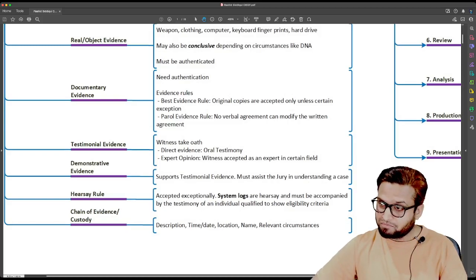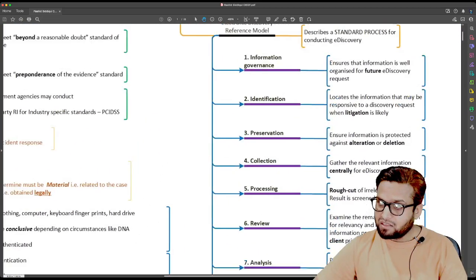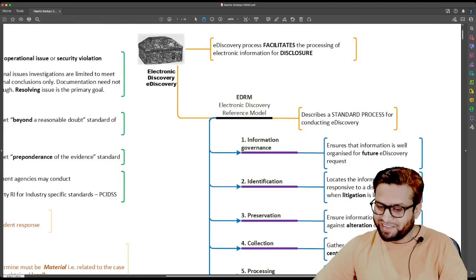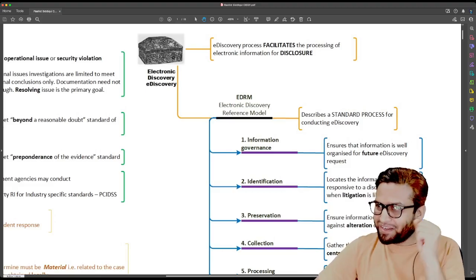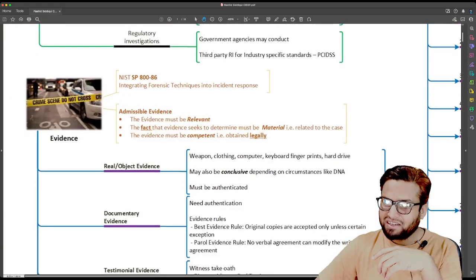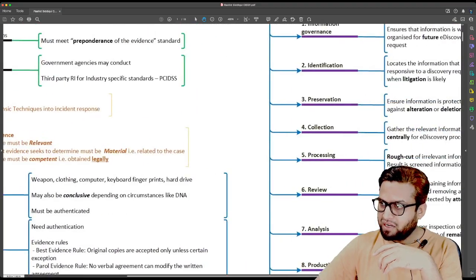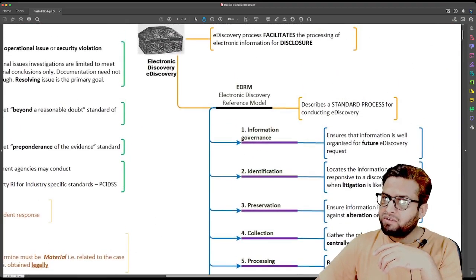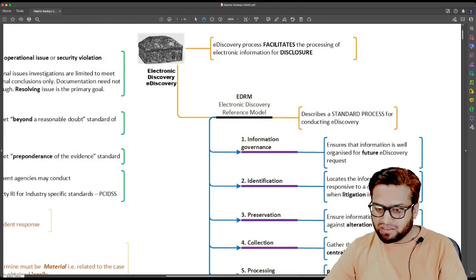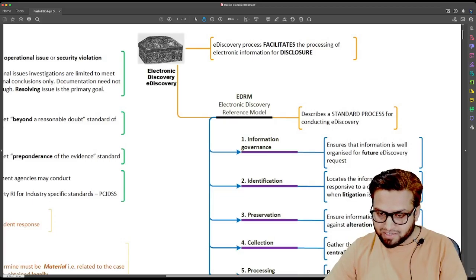Okay, now there is another topic. I think I should have discussed this electronic discovery thing first before discussing the evidence. But anyway, what is electronic discovery or e-discovery? It's not any tool or something. It's just a name, and basically e-discovery processes or facilitates the processing of electronic information for disclosure.